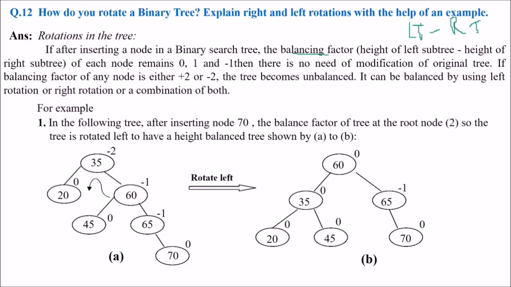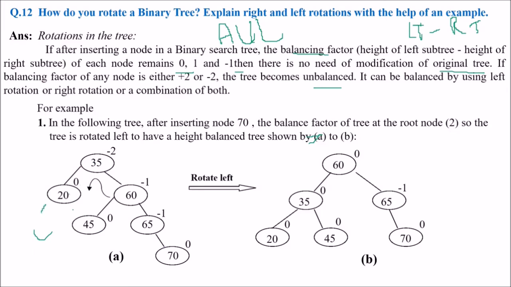So if the balancing factor of each node remains 0, 1 and minus 1, there is no need of modification to the original tree. That will be all fine. But if the balancing factor of any node is either plus minus 2, that is either 2 or minus 2, we also know this tree, something in the name of AVL tree. So the tree becomes unbalanced. So it can be balanced by using left and right rotation or combination of both. Let us consider this tree. In this tree, see the difference of left and right subtree.